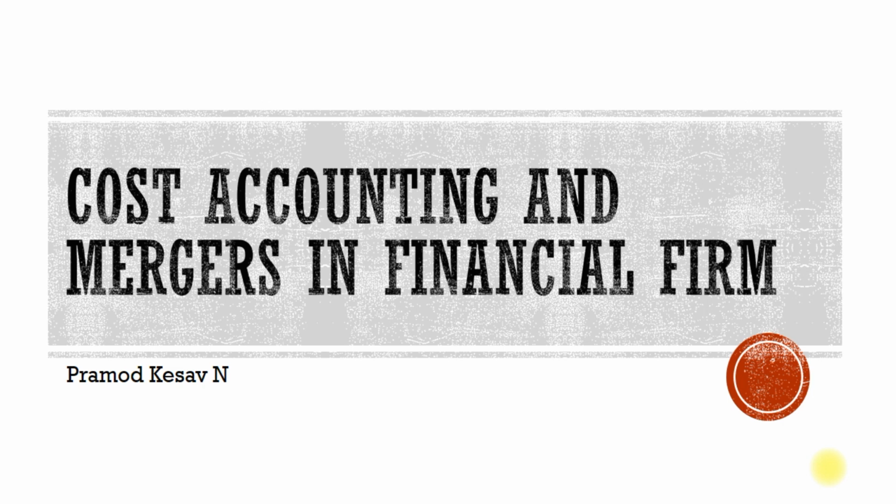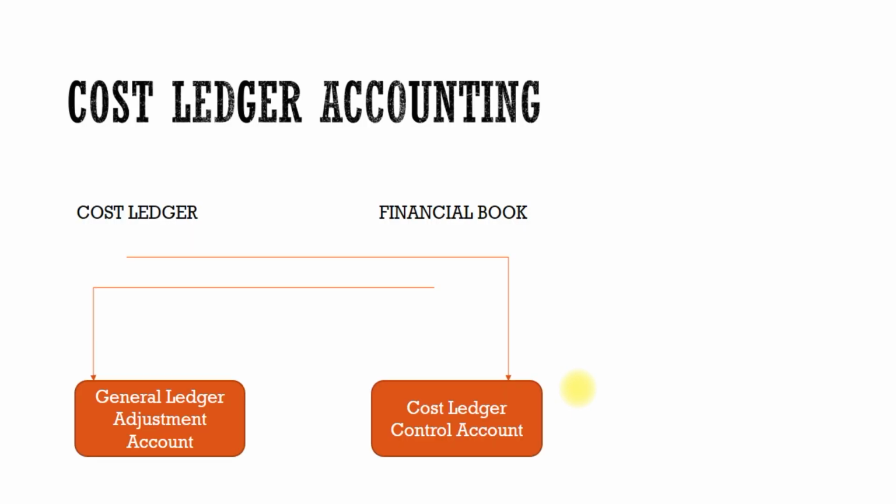Cost accounting and mergers in a financial firm. Cost ledger accounting: a system in which both the books, the financial book as well as the cost ledger, are interlocked by keeping a general ledger adjustment account in the cost ledger and a cost ledger control account in the financial book, is known as cost ledger accounting.